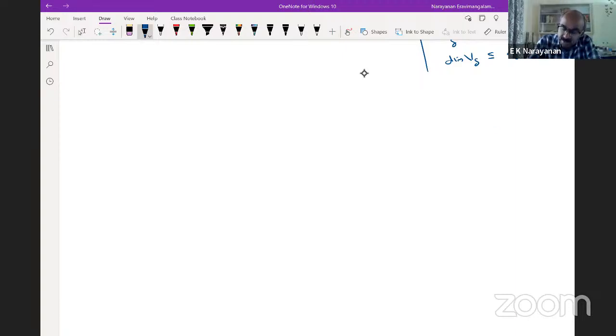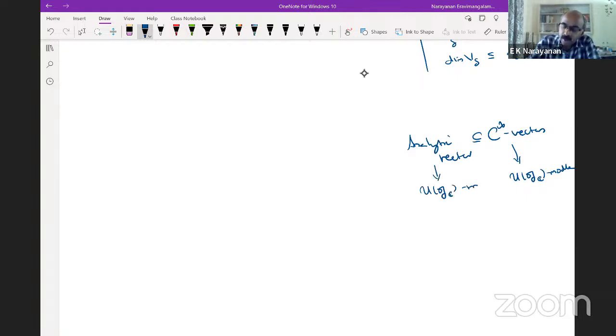Remember, we defined C infinity vectors, and analytic vectors are, of course, going to be smaller than this. Remember, the C infinity vectors form a UGC module, and the same thing will happen with analytic vectors. Then we will see that what are known as K finite vectors sit inside analytic vectors, and this is also a UGC module.